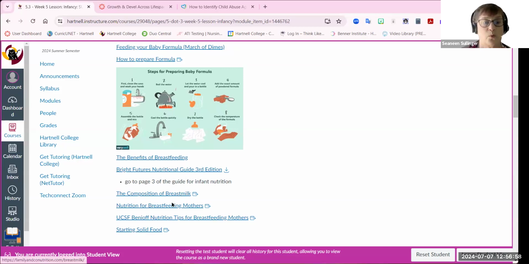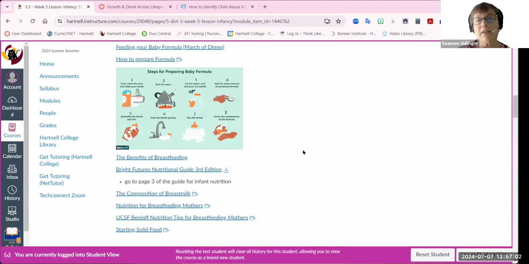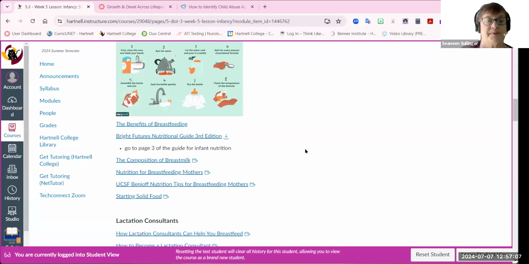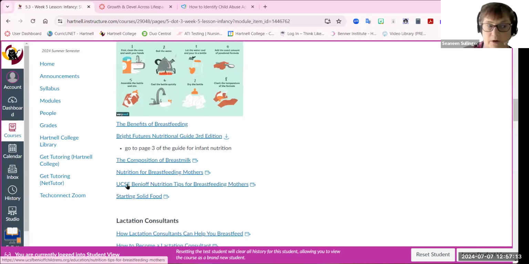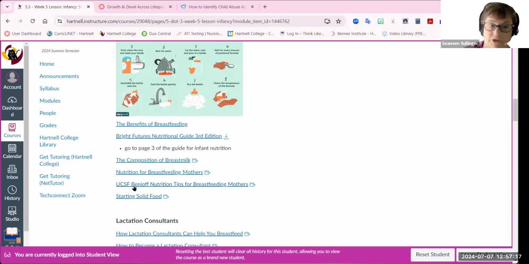What's in breast milk? What does the breastfeeding mom need to eat, right? At least 300 to 500 calories, but what kind of calories? Like what is the nutrition there? And then some different tips from University of California, San Francisco. They are a leading resource, Benioff Children's Hospital.